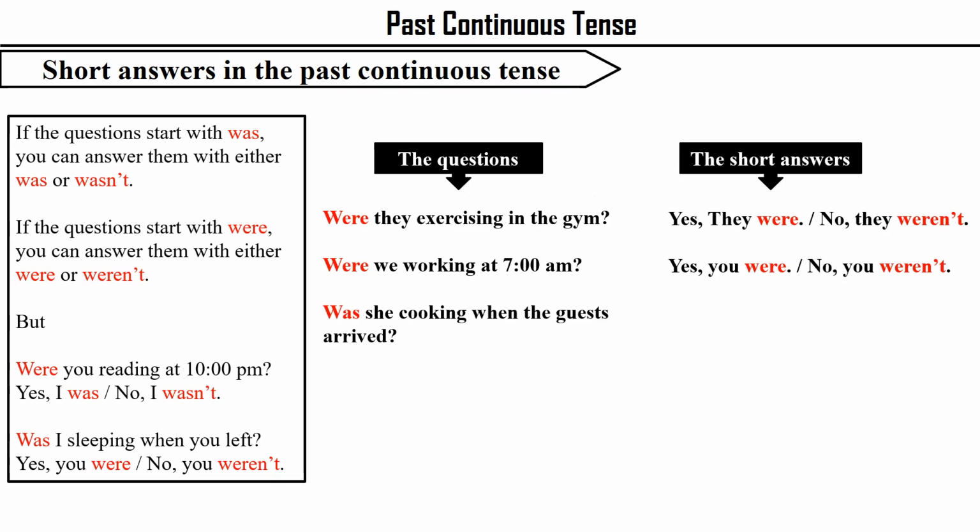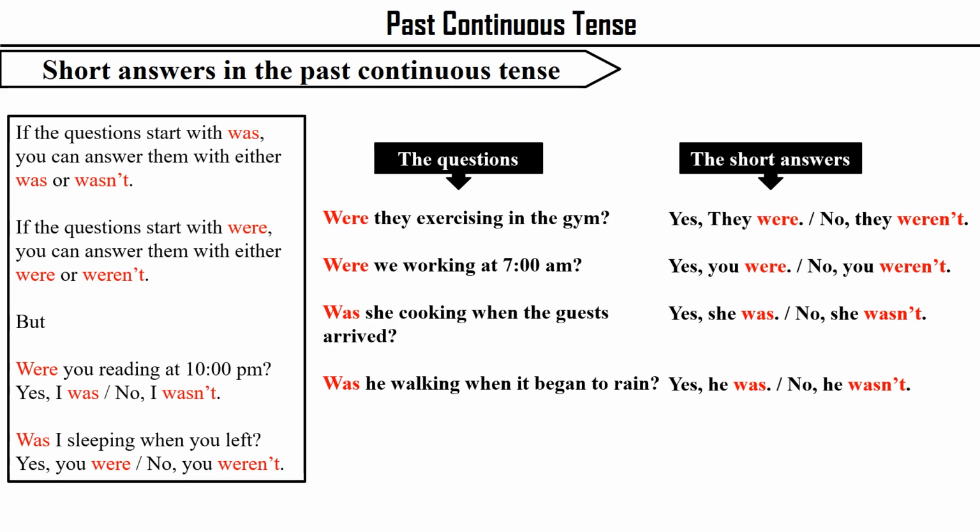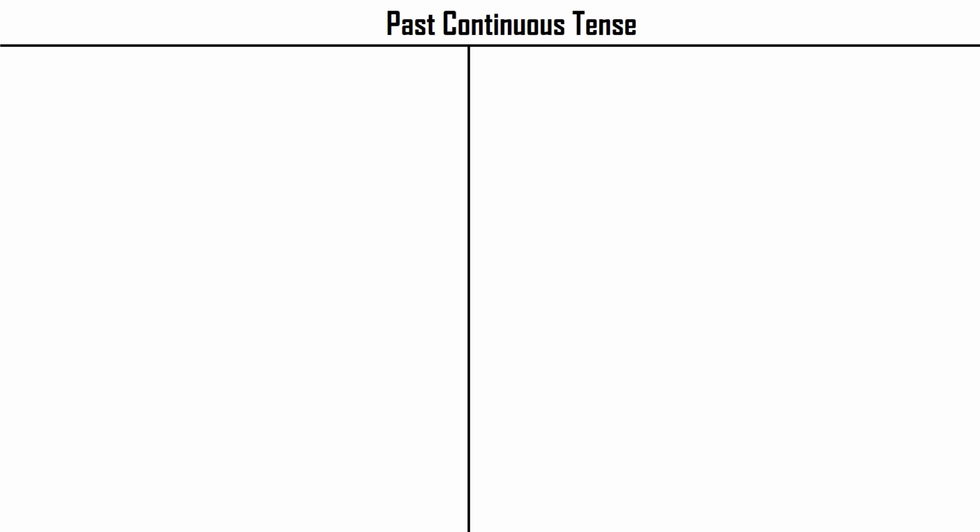Or was she cooking when the guests arrived? The question starts with was and the answer is with was. Yes, she was. No, she wasn't. Was he walking when it began to rain? Yes, he was. No, he wasn't. Was it snowing when you got home? Yes, it was. No, it wasn't. Etc.